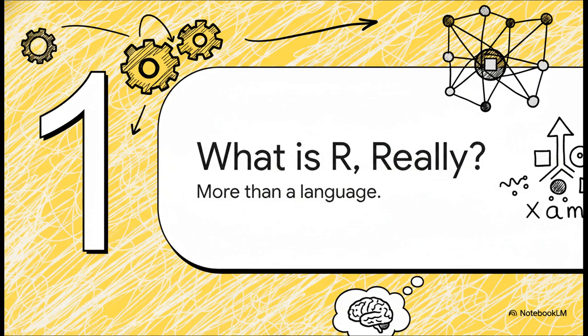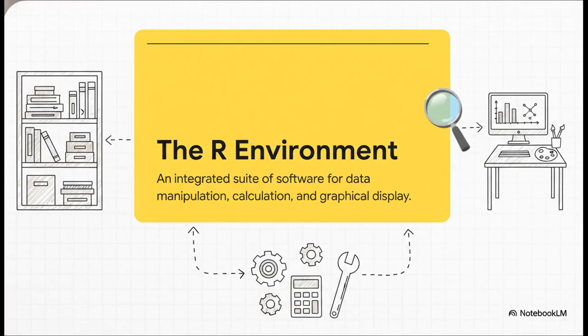So what is R, really? To get it, you have to wrap your head around its core philosophy, which is probably a little different from other software you've used before. The official manual calls R an environment, and that's a great word for it. Instead of just thinking about lines of code, picture a complete workshop. It's got places to store your data, all the tools you need for calculations, and a station for creating charts and graphs, all in one single integrated space.